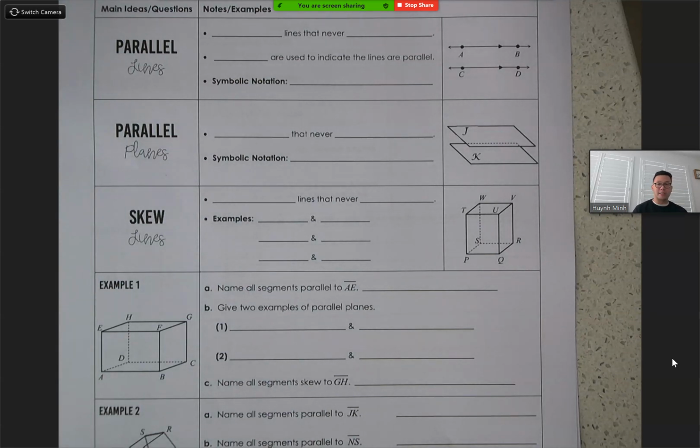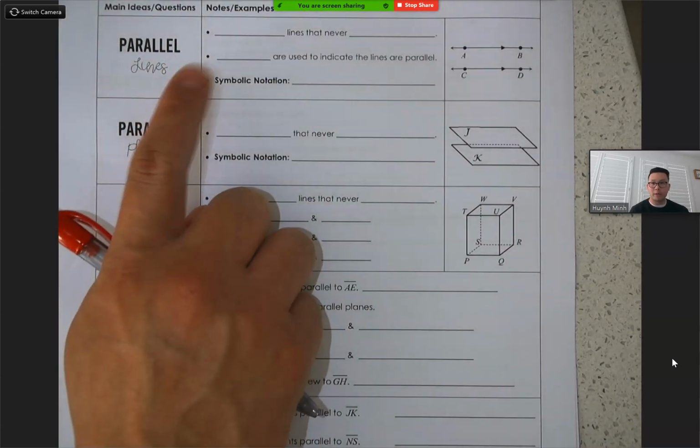It's going to look daunting sometimes. It's going to look like there's so much content on here, but the minute you pick up on how to use these terms with the figures, and how to break down the words contextually, it'll make things a lot easier for you to understand. Alright, so let's start off with parallel lines.